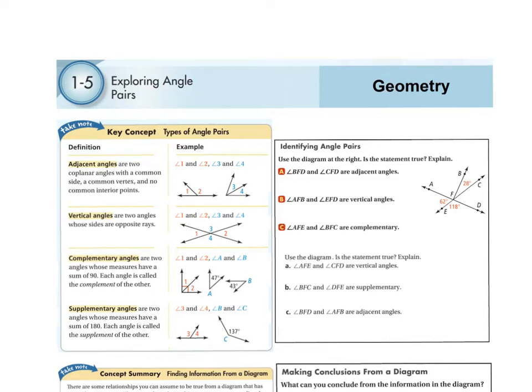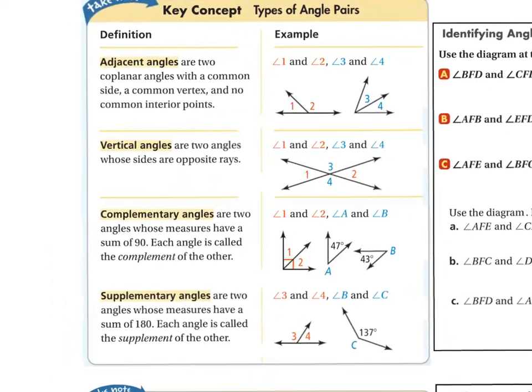All right, so let's go ahead and talk about section 1.5, and we're going to be talking about exploring angle pairs and relationships of pairs of angles. We're going to be learning about this so we can figure out what missing pieces are in terms of degrees. So this is probably a review from pre-algebra in 8th grade.